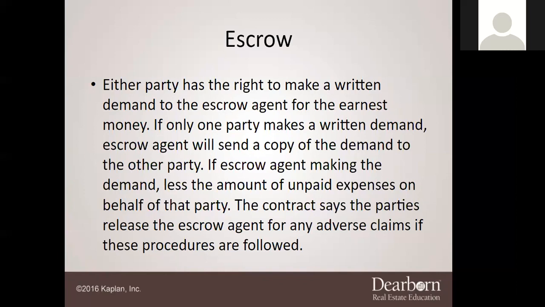Now imagine this. Imagine the real estate agent did not properly advise their clients of escrow. Who also is getting sued? The agent and the broker. Okay? So when dealing with these things, it is imperative that you're on top of your game.